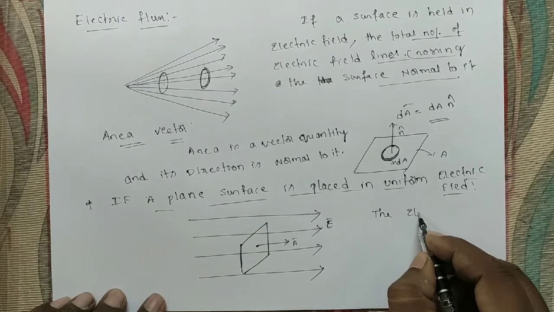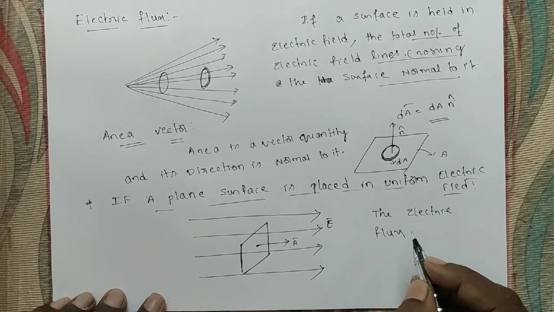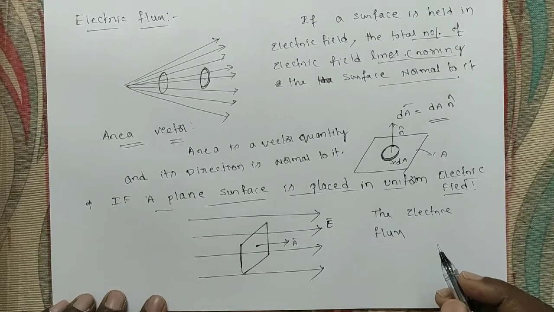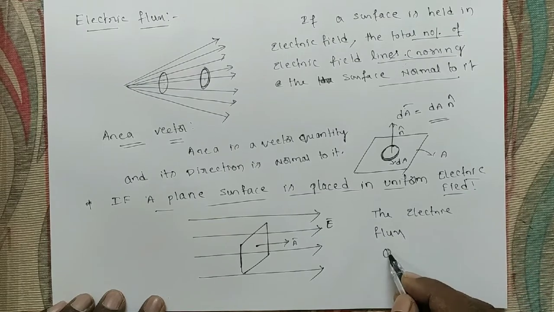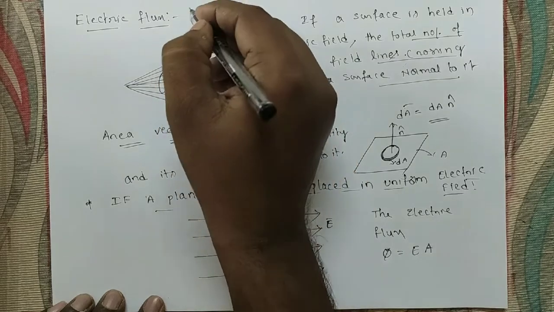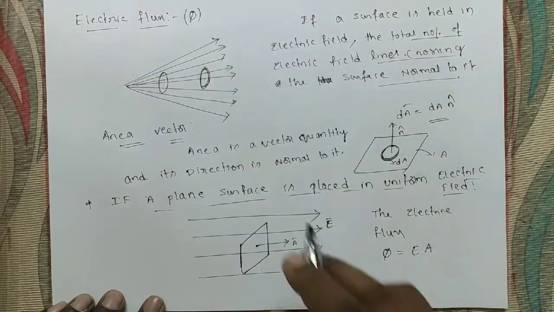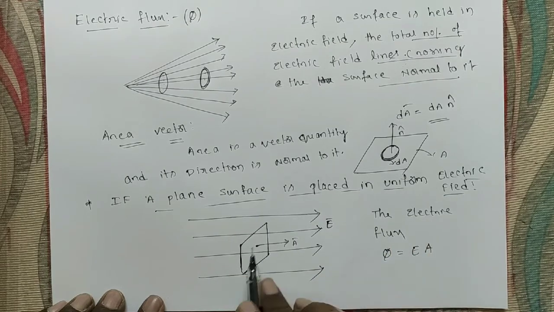The electric flux in such a case, we can take it as phi equal to EA. Here the electric flux is represented with phi. In this case, first remember this, then we'll generalize it. Experimentally, flux is phi equal to EA.